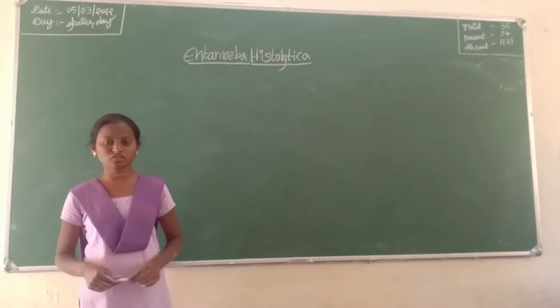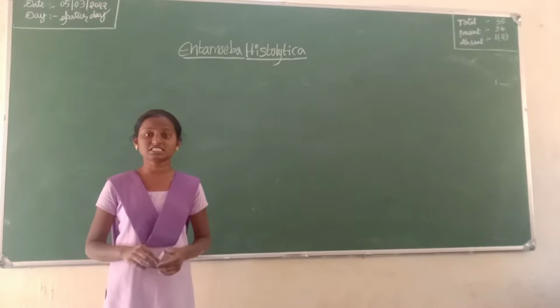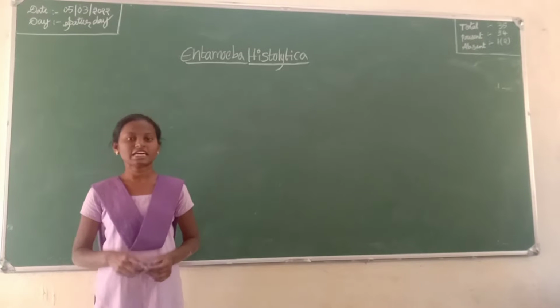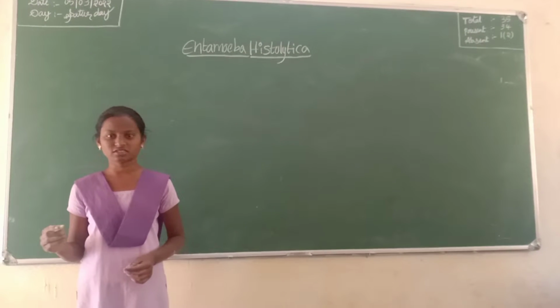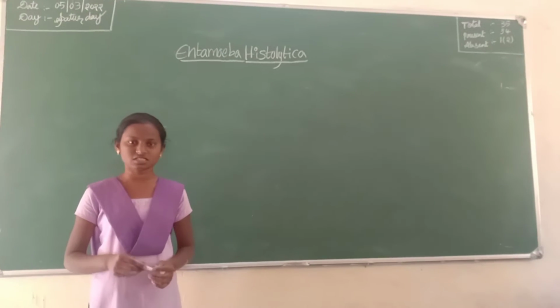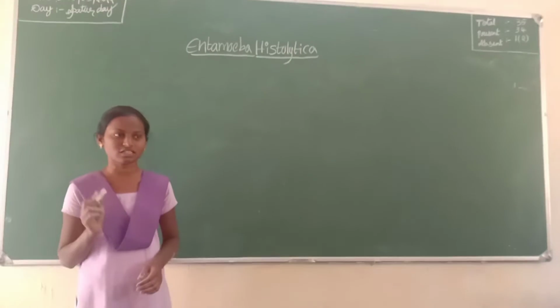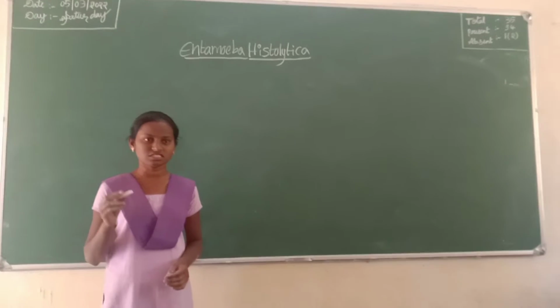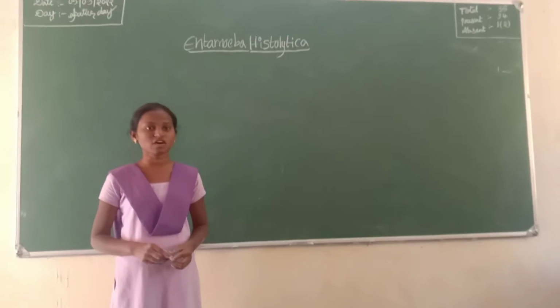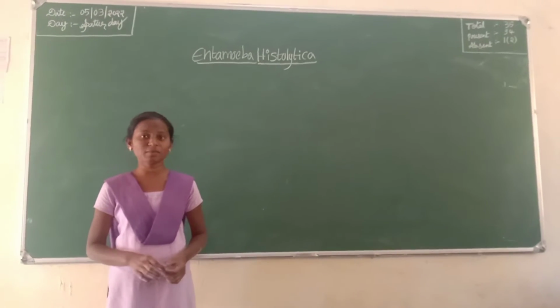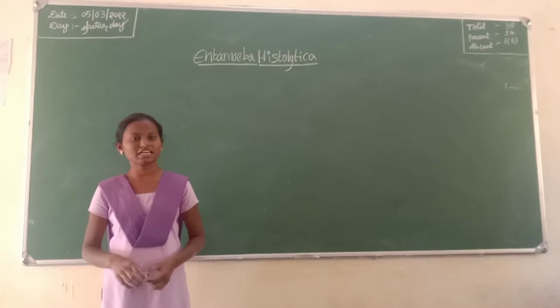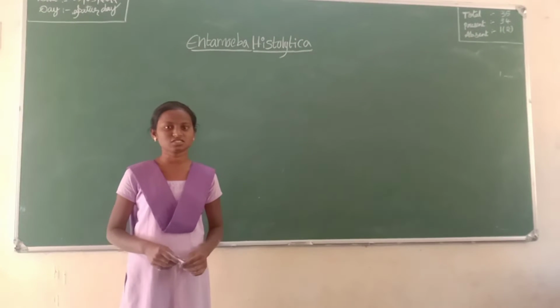First of all, we have to discuss diseases. Diseases are of two types: infectious diseases and non-infectious diseases. Infectious diseases are diseases which transfer from one person to another person. Examples of infectious diseases of man are amoebic dysentery, typhoid, and malaria.